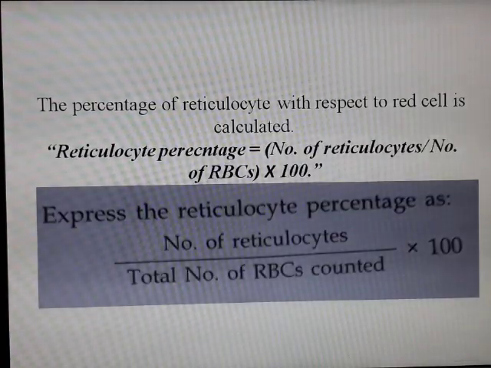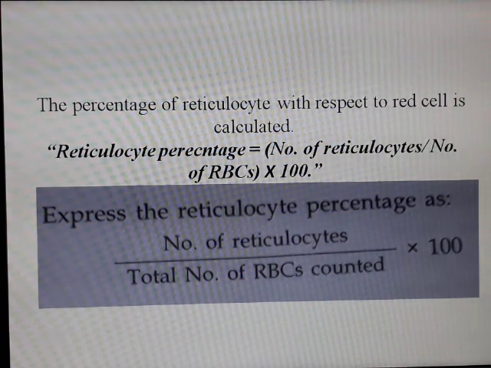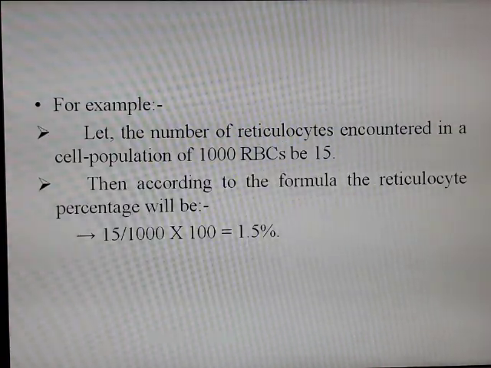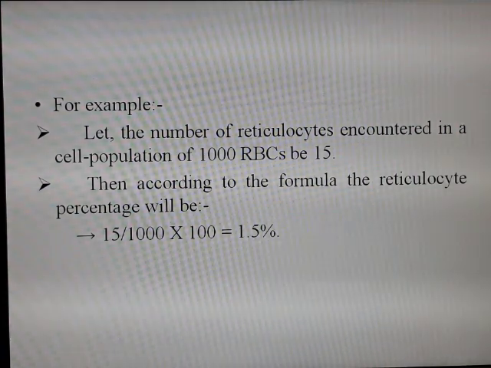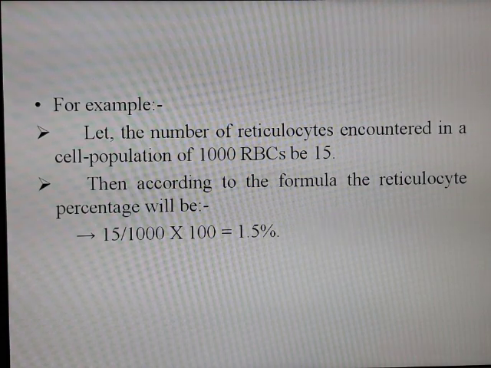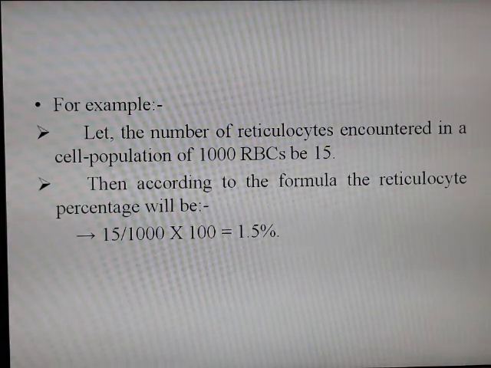It's a formula. The percentage of reticulocytes with respect to red cells is calculated by the formula: reticulocyte percentage equals number of reticulocytes divided by total number of RBCs counted, multiplied by 100. I've given you an example. Let the number of reticulocytes counted in a cell population of 1000 RBCs be 15. Suppose during counting 1000 RBCs, we got 15 reticulocytes.